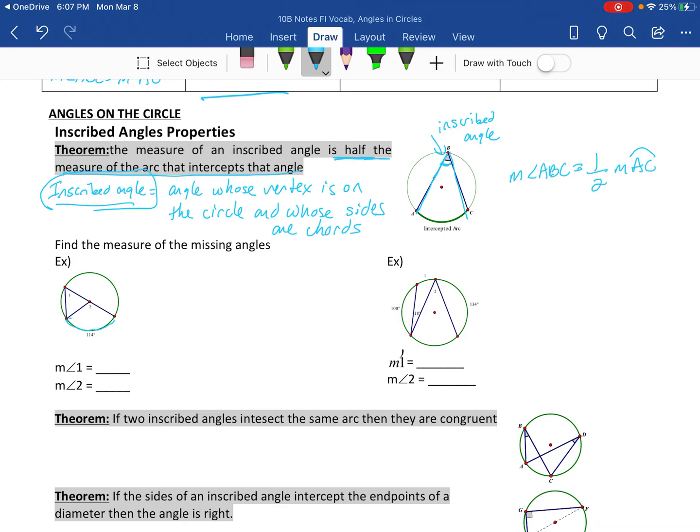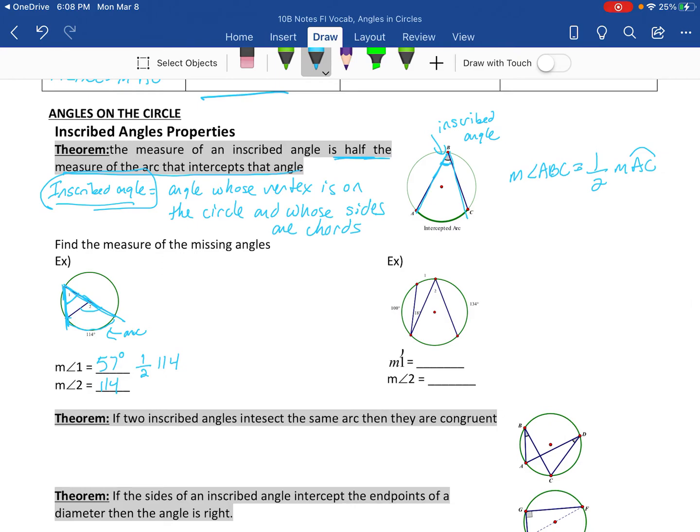So for this one right here, well, the measure of angle 2 is super easy because if this is 114, this is 114. The measure of angle 1, on the other hand, do you see that this is the intercepted arc? Okay, it's the arc that's in between the sides of the angle. This is actually going to be 1/2 of 114, which is going to be 57 degrees.